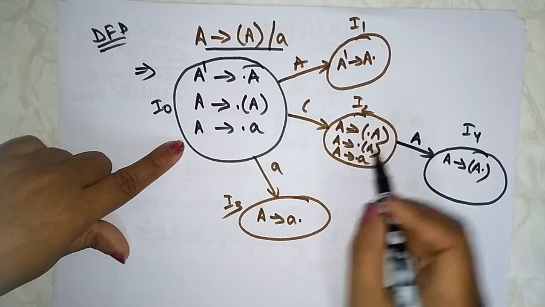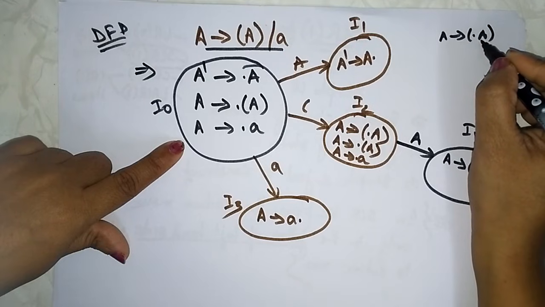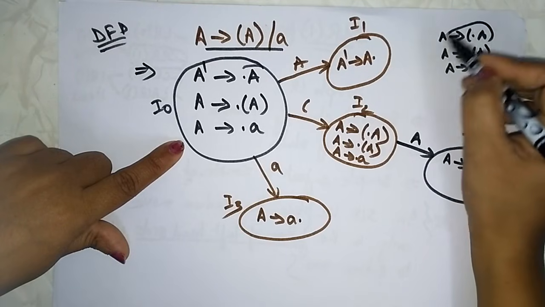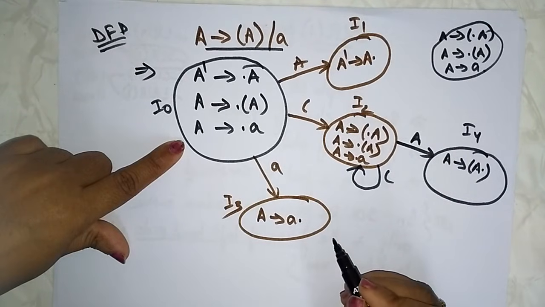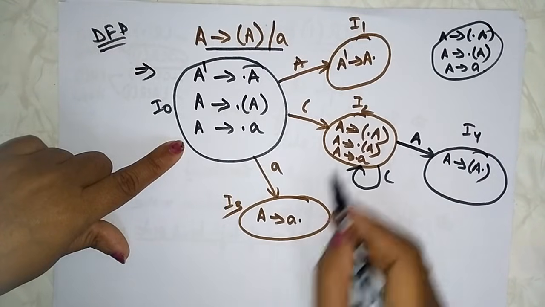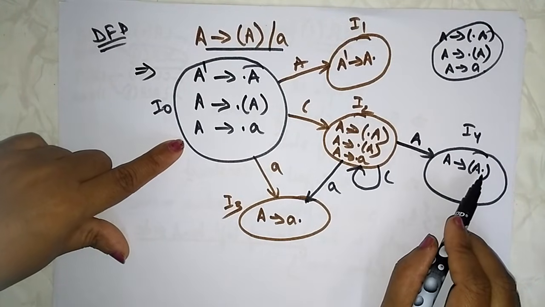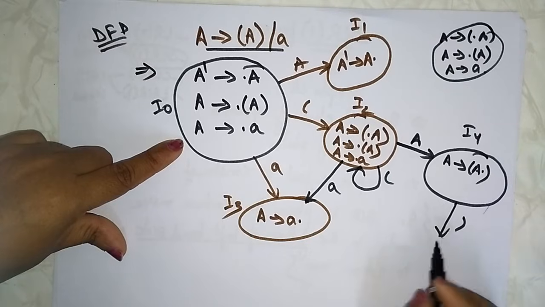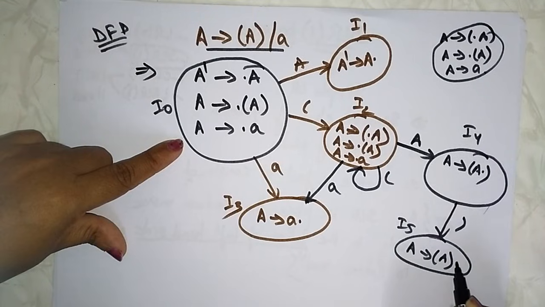If you take the left parenthesis, you will get A determines dot A again, and you need to write the A productions. This is the same structure as before, so make it a loop on the left parenthesis. Now coming to the terminal A, A determines A dot, which is already written. Just move the dot and take the right parenthesis, giving I5 consisting of A determines A dot.